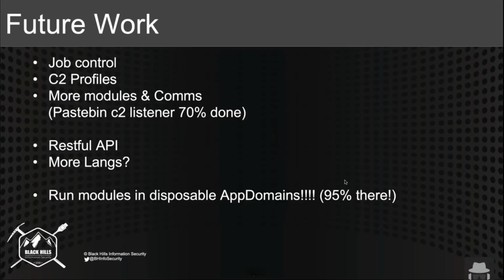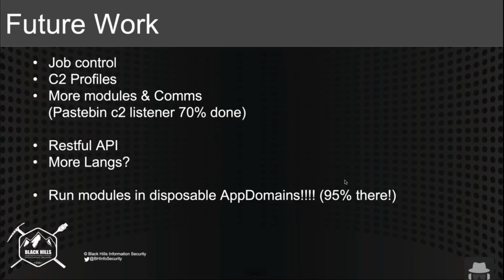And future work, really quickly, because I think I'm pretty much over all the time that we had. Job control. Right now, there really isn't a way of managing jobs in the agent, so that has to be done. I'd like to see C2 profiles. I know I can do it because of the way I designed it, I just have to take the time to do it. More modules and comms. I actually have a Pastebin C2 listener, almost 70% done. I just have to hook it up client side.